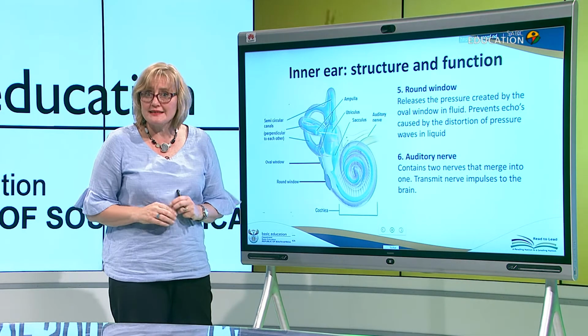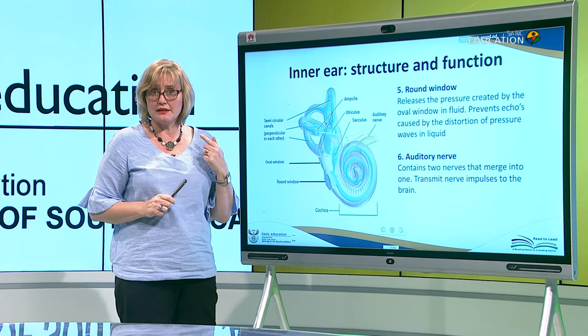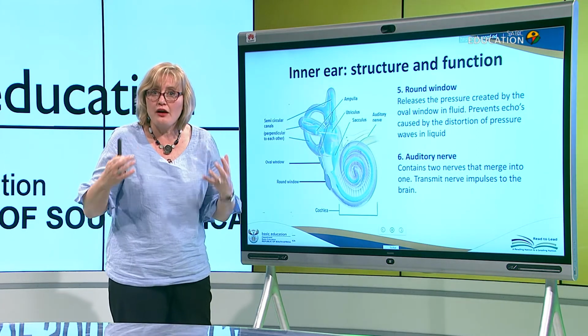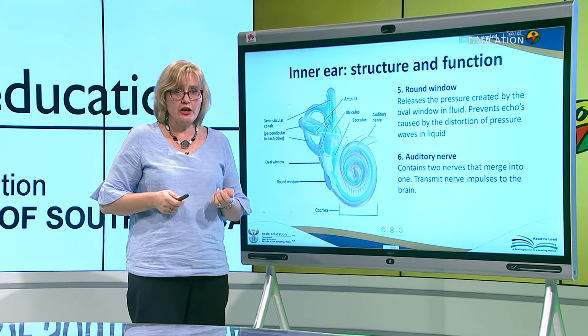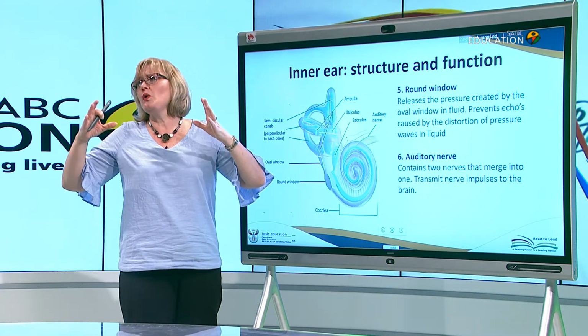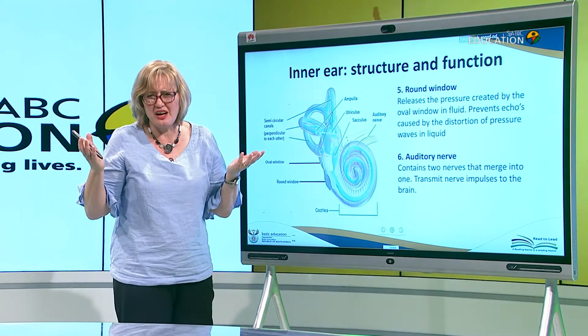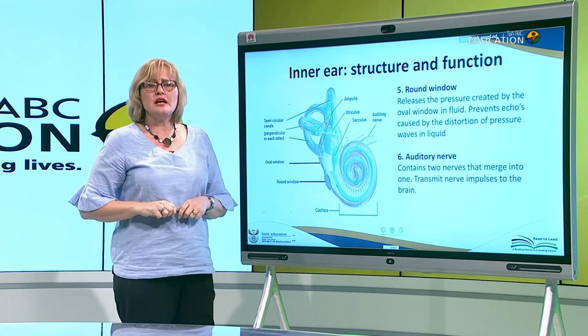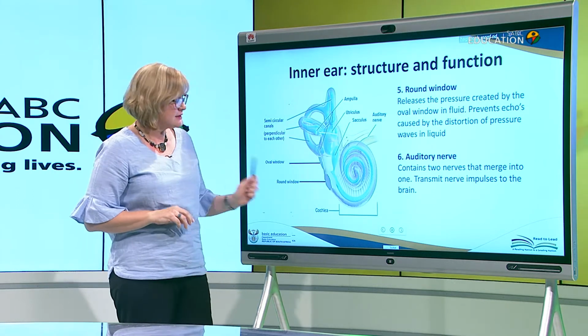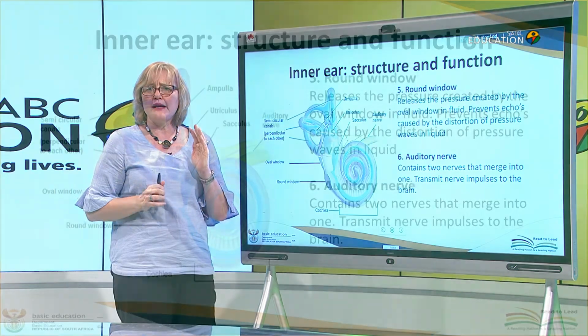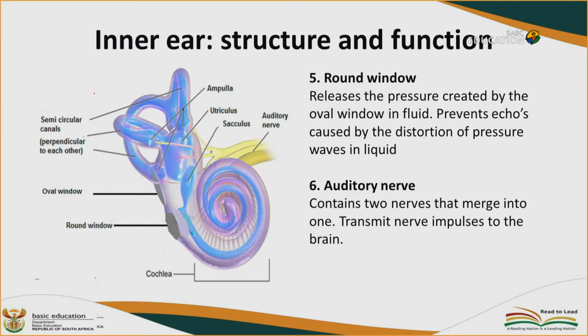We do not want that situation in our ears because you will have echoes. Somebody would say hello and you would hear, hello, hello, hello. It would be like that the whole time. It would be horrible, right? So what happens is this round window will also vibrate and release these waves out of the liquid, and it will make sure that there's no echoes and no distortion of sound. So you need that little guy there.